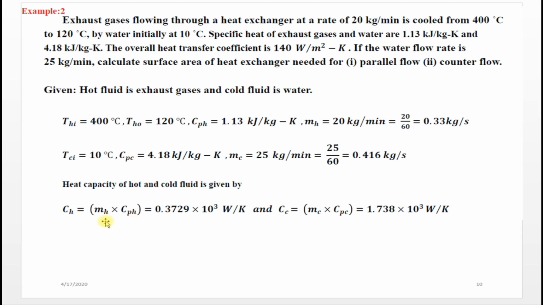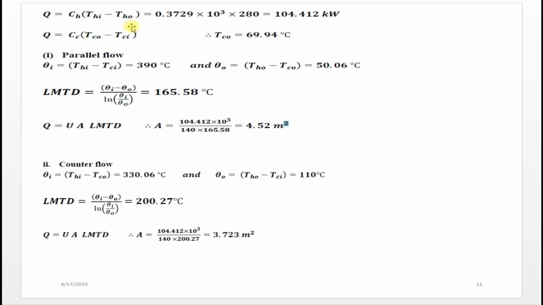Heat capacity is nothing but the product of mass flow rate and specific heat: CH, and Cc, the specific heat of the cold fluid into the mass flow rate of the cold fluid. Find out the CH and Cc values, or else you can directly use mH Cph delta T equal to mc Cpc into the cold fluid temperature difference. In that way also you can do. CH into (Thi minus Th naught) equals Q, hot side. You can write mH Cph into (Thi minus Th naught), because CH is the product of mass flow rate and specific heat of the hot fluid.